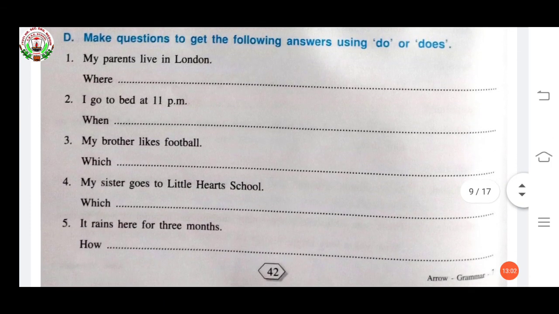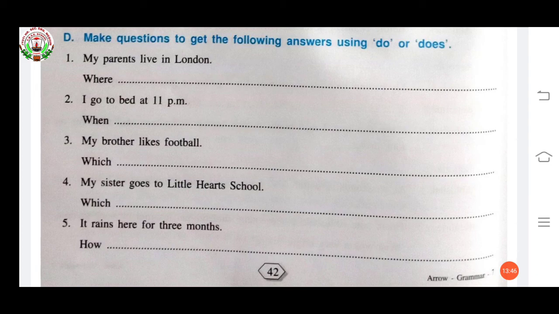Now D exercise. Make questions to get the following answers using do or does. My parents live in London. Where do your parents live? Now, what is given in the question? Make question. It means you have to put a question mark. Means answers are given. You have to make questions. So, my parents live in London. So, the question should be, where do your parents live? Question mark. Where do your parents live?